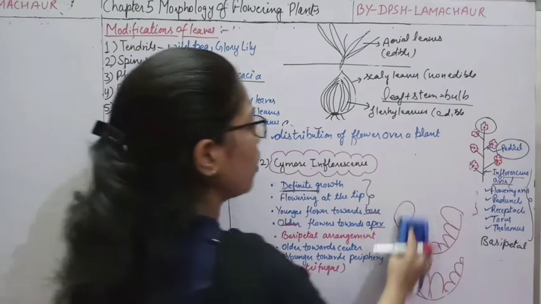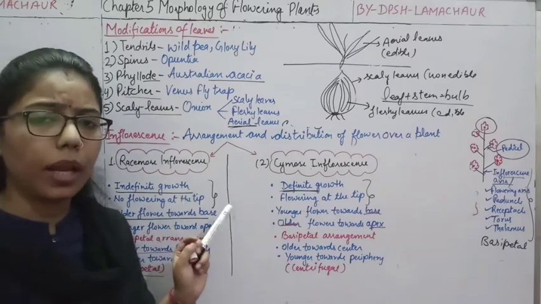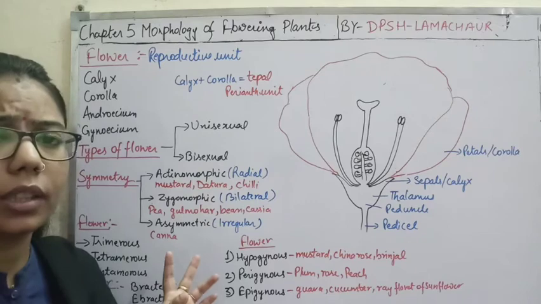So now we have completed this topic here. Now we will start with another part of the plant, that is the flower. We know that we are having two units. What is that?